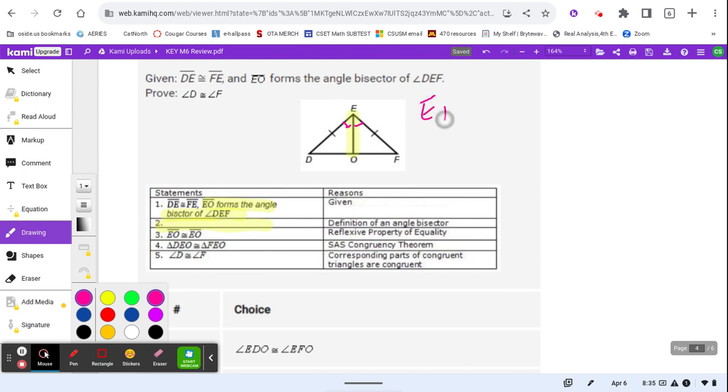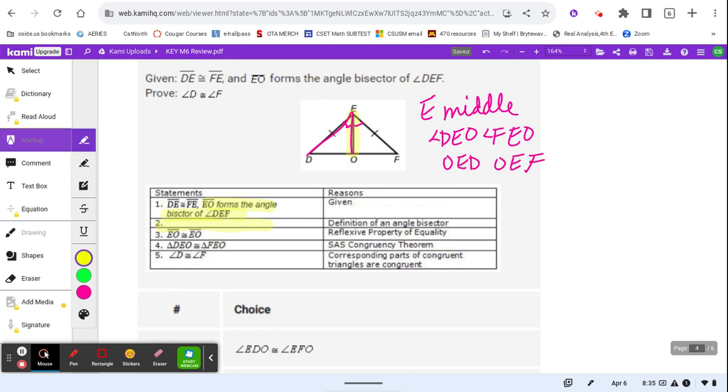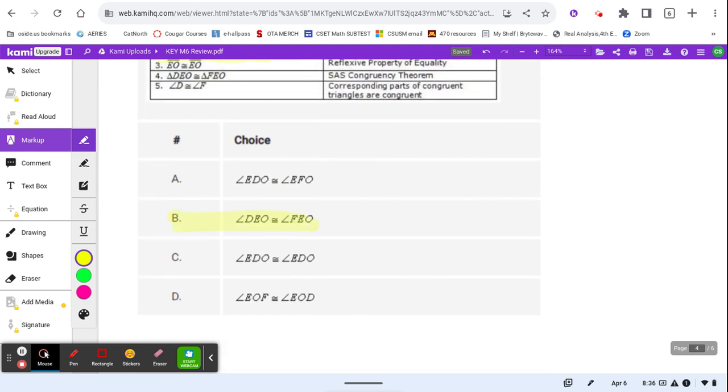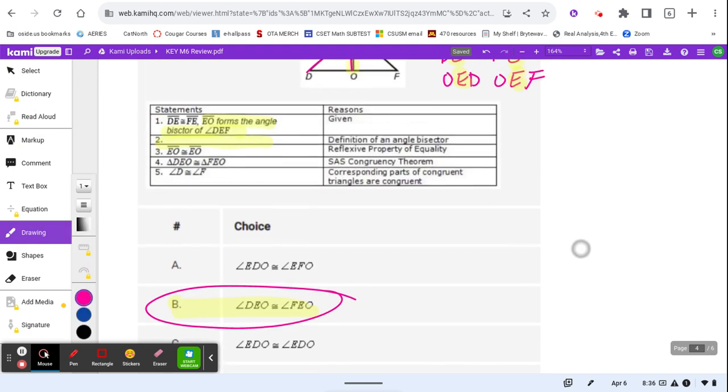Well, since the E is in the middle, I need to choose an answer that has E in the middle. So I've got to say maybe angle DEO, that would be this angle here, and then FEO, or I'd have to say OED and OEF. But the point being that E has to be in the middle because that's where the angle actually is. So let's go see if any of our answers have that E in the middle. And oh, there it is right there. That's the step that's missing.